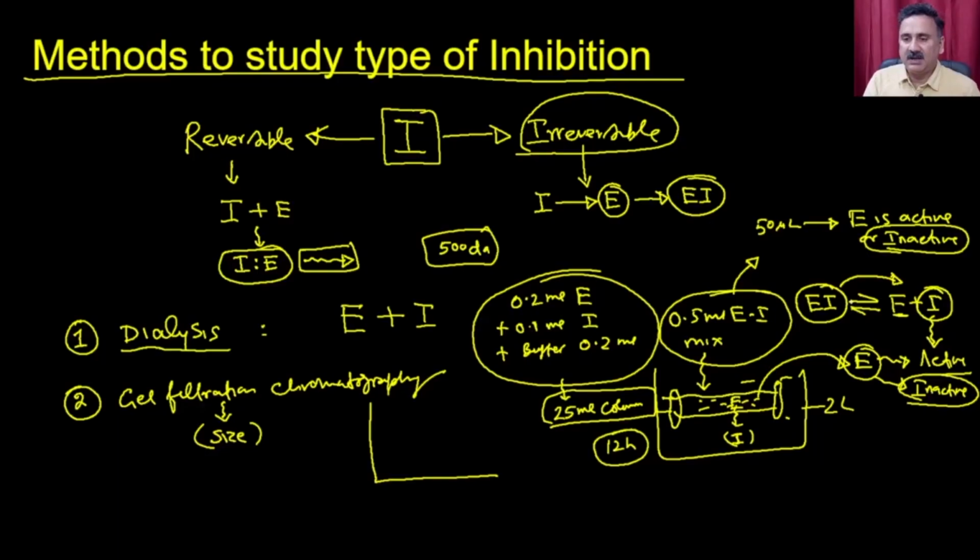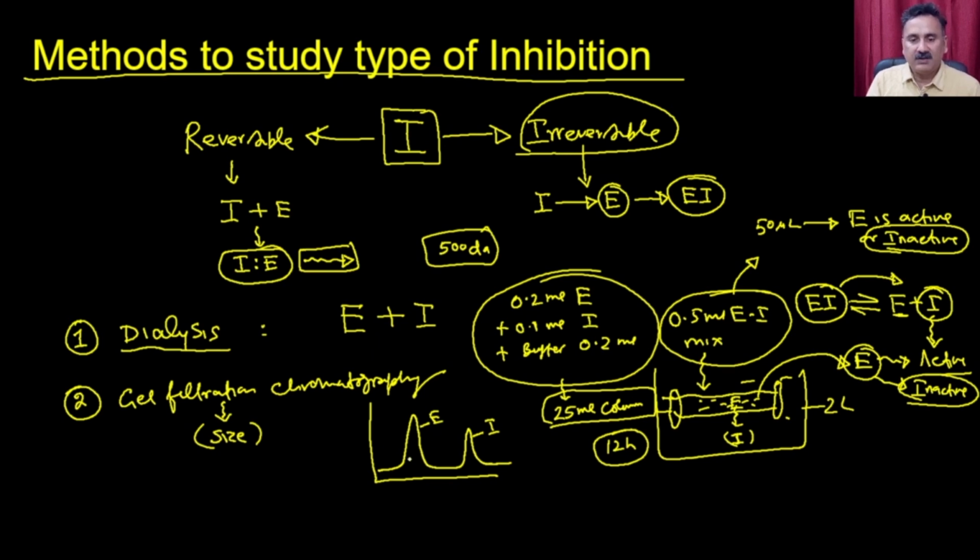Because you have loaded it into a 25 ml column, the complex is again going to be diluted, and as a result, the enzyme-inhibitor complex is again going to dissociate into the enzyme and inhibitor, and the inhibitor is going to be separated from the enzyme. So you are going to see two peaks. You are going to see a peak for the enzyme, and another peak for the inhibitor. So this is the peak for the inhibitor, this is the peak for the enzyme when you run it on the gel filtration chromatography.